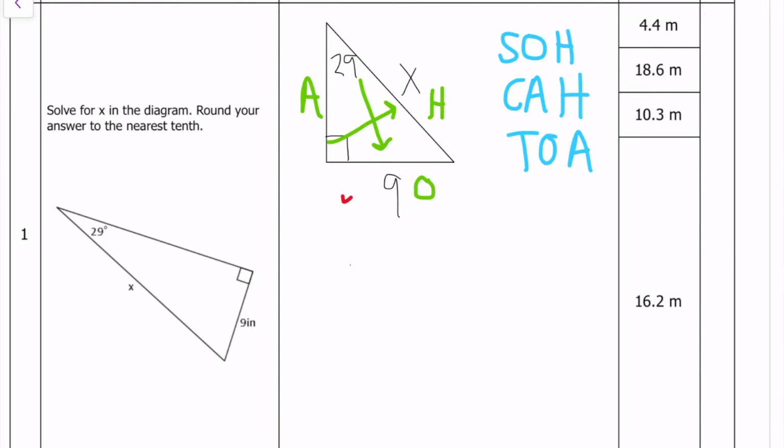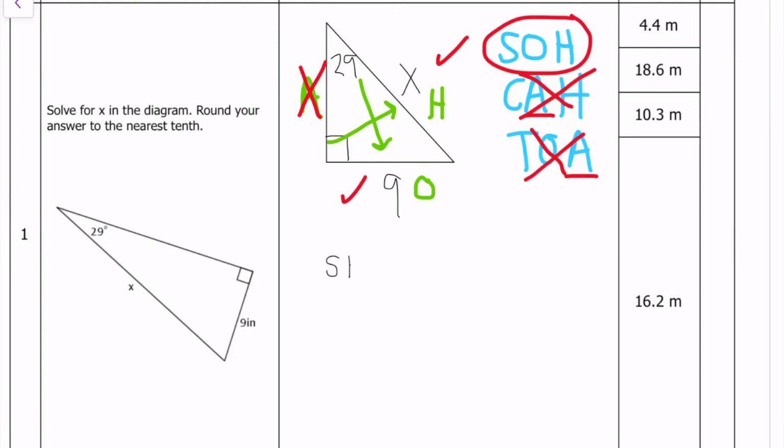Now we know we need to use the opposite side and the hypotenuse, and we don't need the adjacent side. This tells us that we don't need to use cosine or tangent because they both involve the adjacent side. And now we know we're using sine. Now we can set up the formula of sine, which is sine of the angle equals opposite over hypotenuse. So the angle we're working with is 29, sine of 29 equals the opposite, which is 9, over the hypotenuse, which is x.